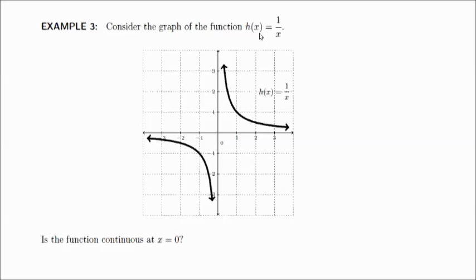How about this one? Consider the graph of the function h of x equal to 1 over x. So this is a rational function still. So is the function continuous at x equal to 0? Ayan. So one way is to substitute, di ba, class? If you want, 1 over 0 is undefined. So hindi siya continuous class.